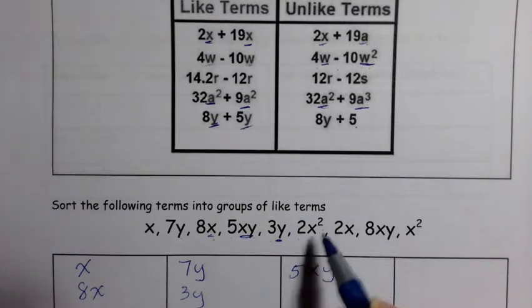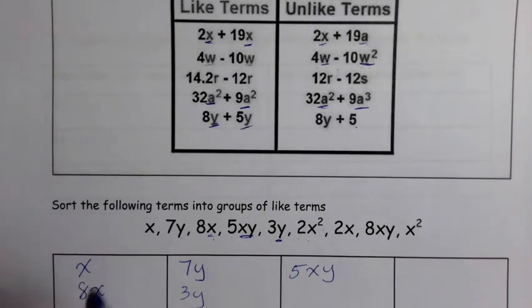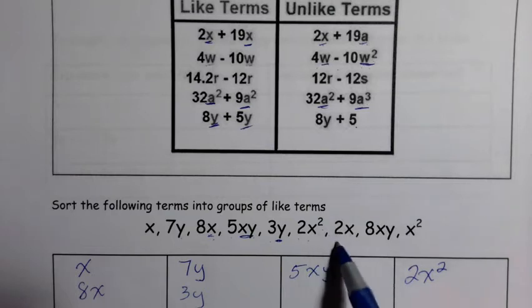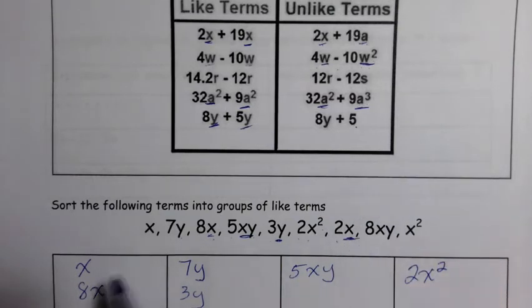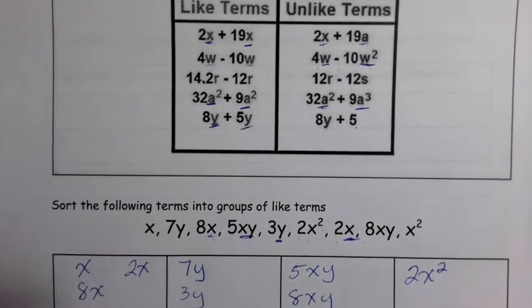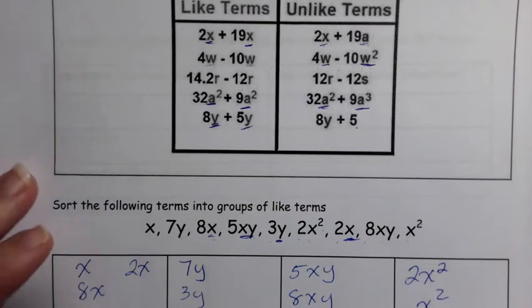2x squared, not the same thing as just x or 8x, so my x squareds now go into their own bin. 2x, just an x, so that's going to go over here. 8xy will come in here, and x squared will come over here. Okay, so these are what we call like terms. Now, what do we do once we have these like terms?